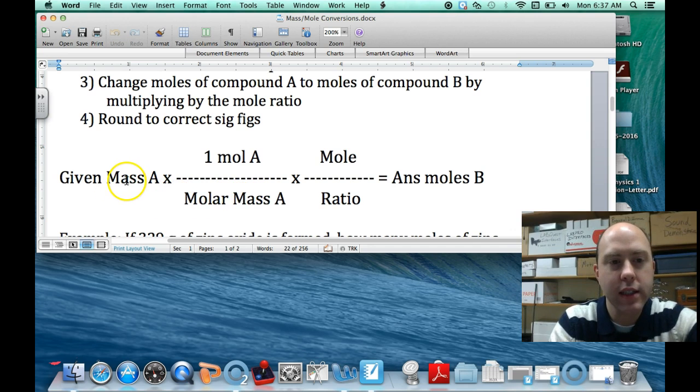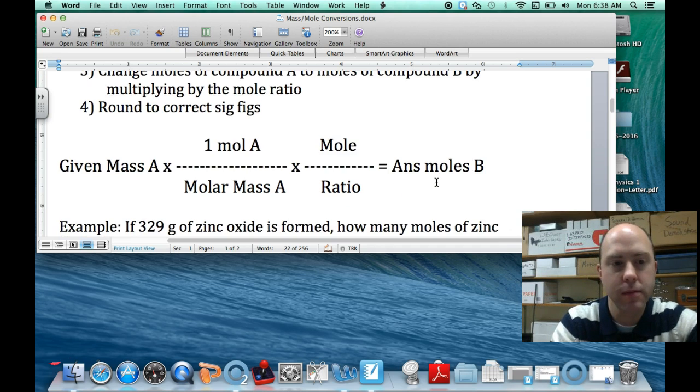So it would be 18 times 1 over 32 times the mole ratio. Now remember, mole ratio, the coefficient of what I'm looking for goes on top. The coefficient of what I started with, in this case oxygen, would go on the bottom. And then I just round my answers to the correct sig figs, and I'm done.